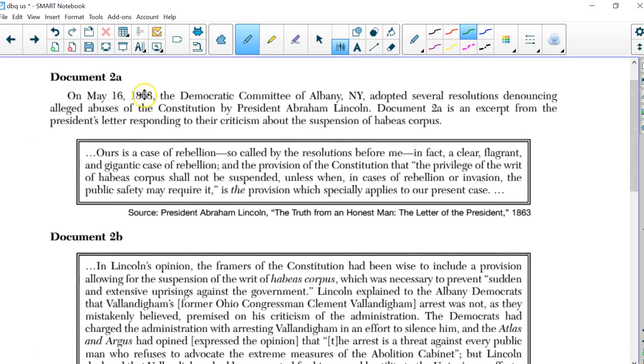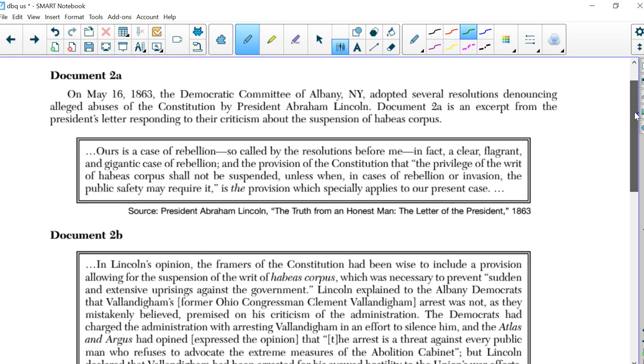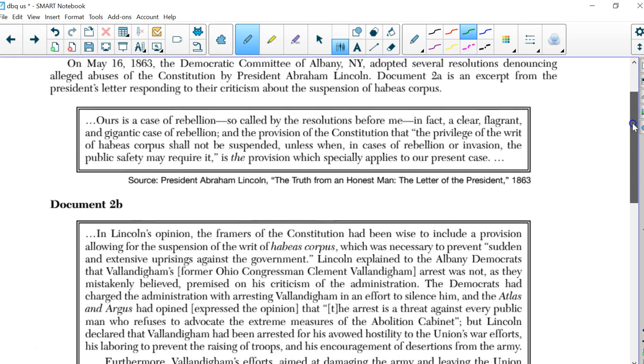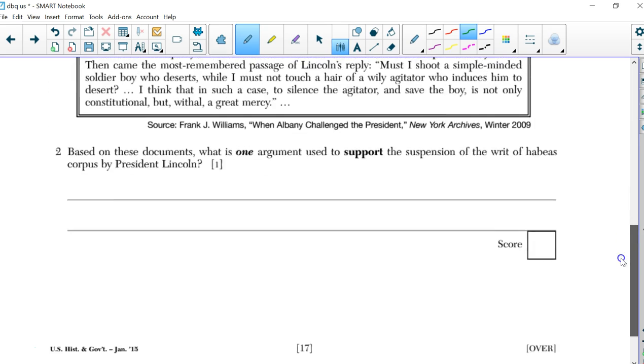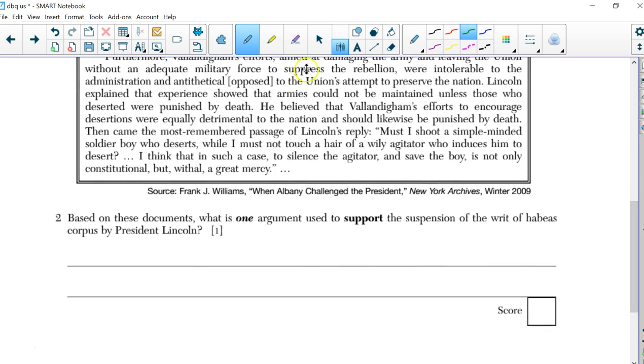Okay, so document 2A, on May 16th, 1863, the Democratic Committee of Albany, New York, adopted several resolutions denouncing alleged abuses of the Constitution by President Abraham Lincoln. Document 2A is an excerpt from the President's letter responding to their criticism about the suspension of habeas corpus. Okay, so we know we're still on Lincoln, still dealing with the suspension of habeas corpus. Let's take a look at what we do first, okay?